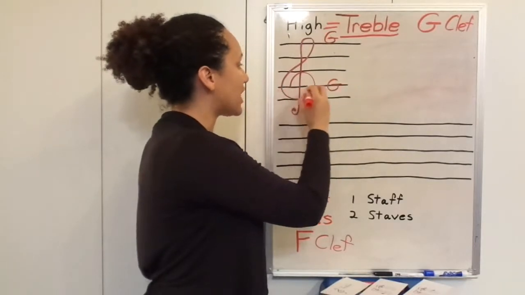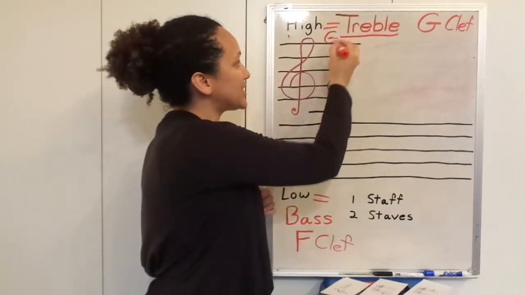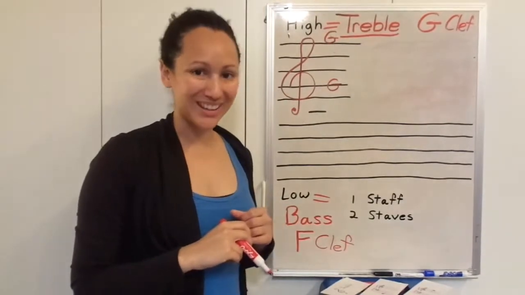The G, where the line goes through the treble clef, and the G that sits on top, like the king or queen.